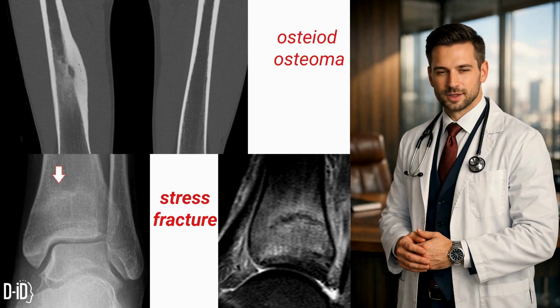Stress fracture causes cortical thickening as the body attempts to reinforce the bone due to repetitive stress, often characterized by a gray cortex sign in early stages on X-ray.